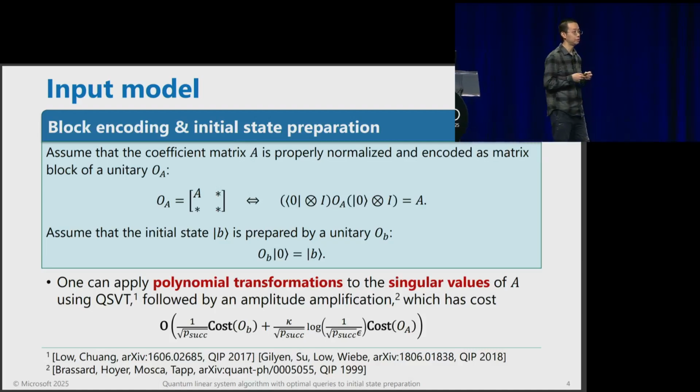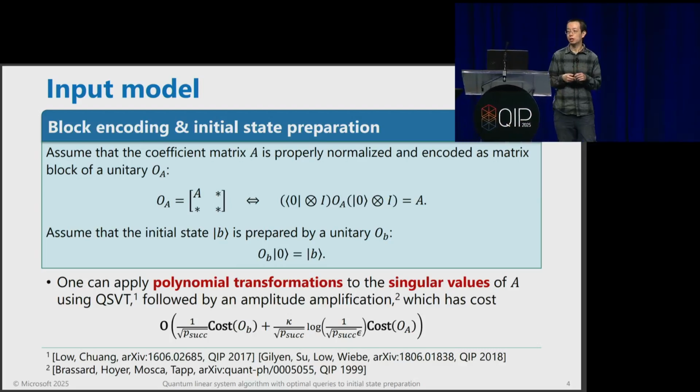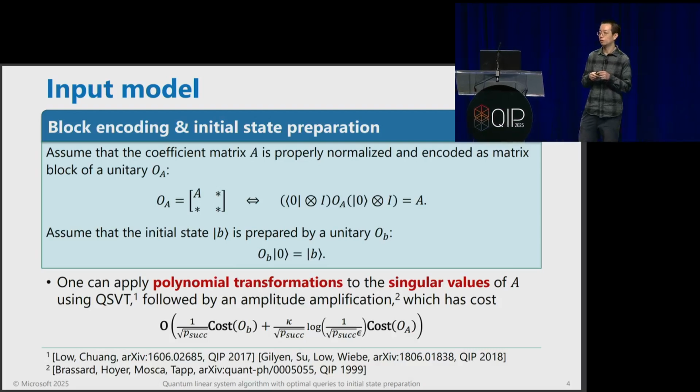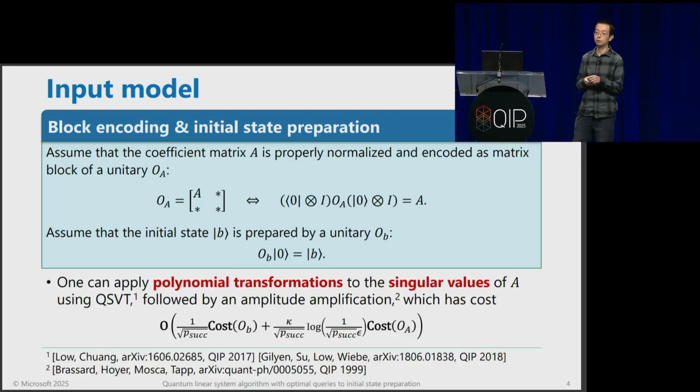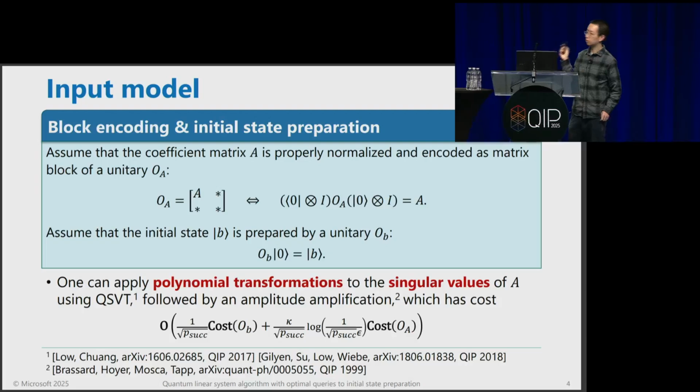With this block encoding, there is a standard method to solve this problem using the so-called QSVT. We can perform polynomial transformations to the singular values of the input matrix. This only produces a solution state with some success probability, as I just mentioned, but we can do amplitude amplification. I wrote down the cost of this algorithm on the slides. For the initial state preparation, we have a cost contribution from the amplitude amplification, that's 1/√P. But for the block encoding cost, we have two contributions: one from the amplitude amplification, and one from the QSVT. We multiply them together to get the total complexity. This is just one example algorithm which we can use to solve the linear system problem.